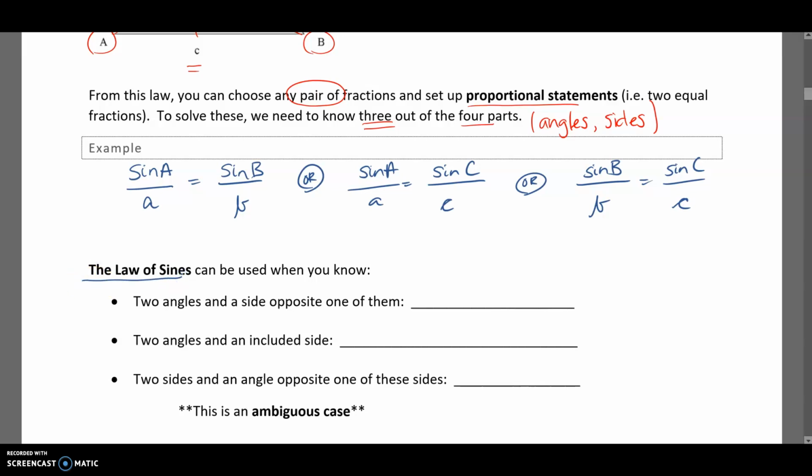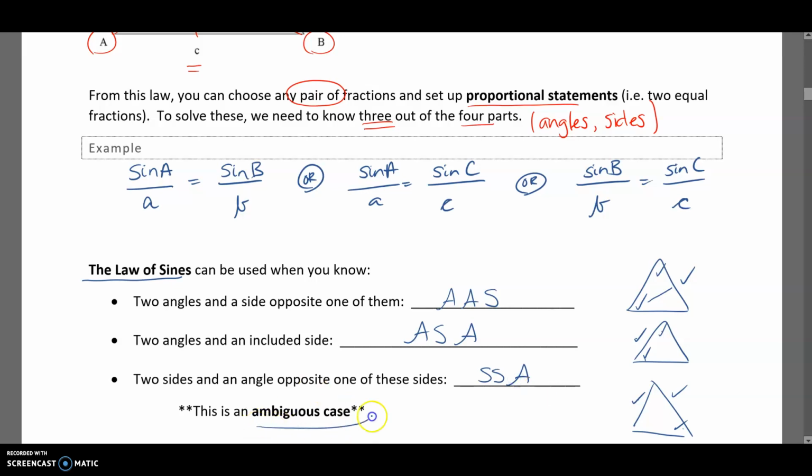We can use the law of sines to solve non-right triangles in a few situations. If I know two angles and a side opposite one of them, so this setup, knowing an angle and then a side, I can use the law of sines. If I know two angles and an included side, which is the side between them, so angle, side, angle, I can use the law of sines. And if I know two sides and an angle opposite one of them, so side, side, angle, I can use the law of sines. This last case is the ambiguous case, which we'll discuss in lecture tomorrow.